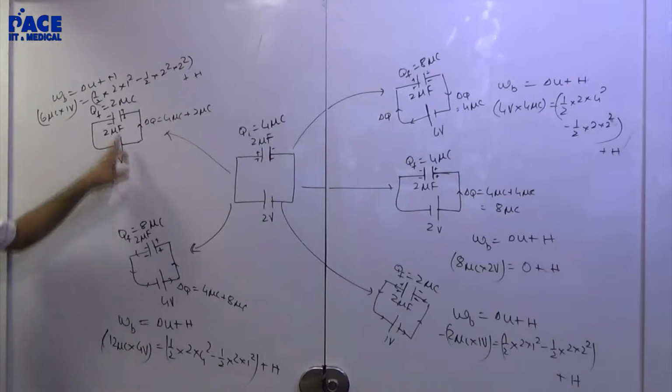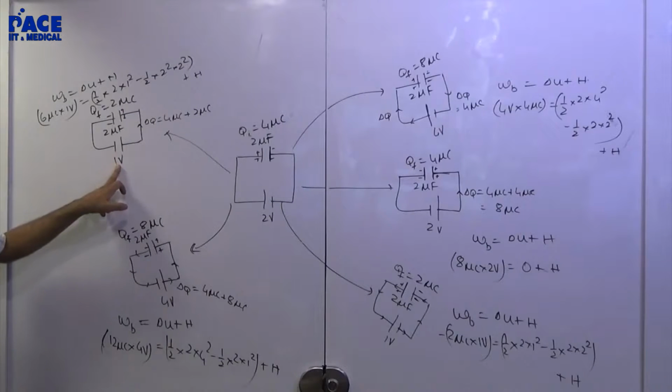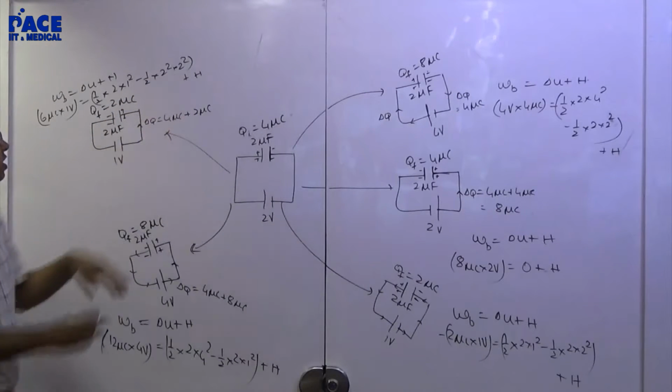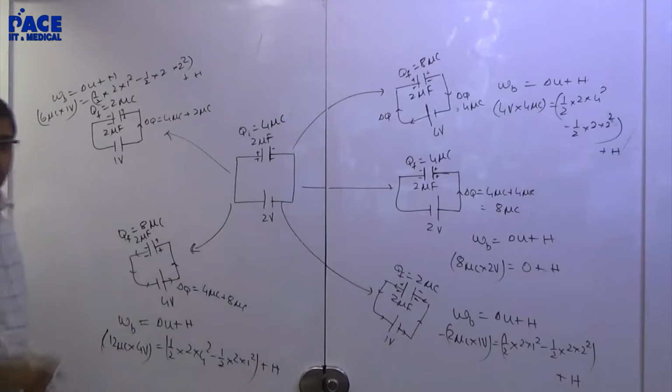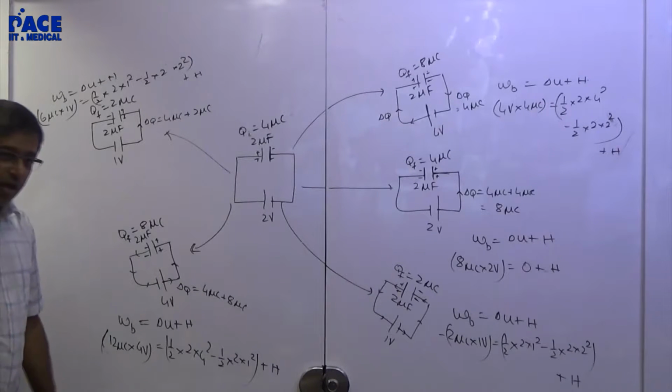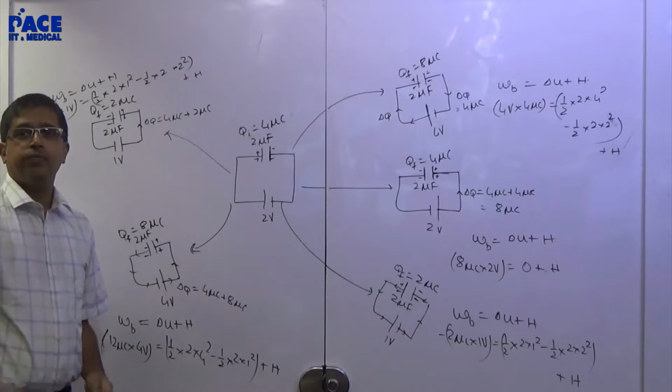Half C final whole square. C was this, V final whole square minus half C initial whole square. C into 2 square. Is this clear? All of you? Yes. Quick.